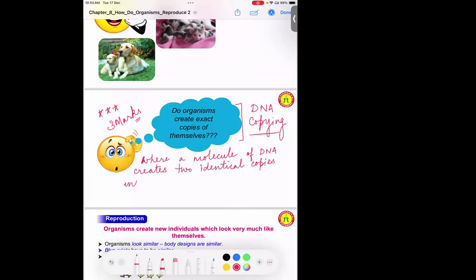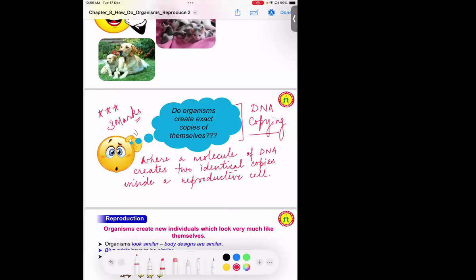And where will they be creating it? They will be creating it inside a reproductive cell. So inside the reproductive cells, they will be doing it. And this process of copying the DNA or creating the exact copy of the DNA is called DNA copying. Now, why is it important?